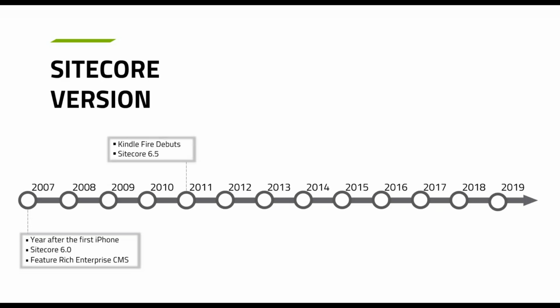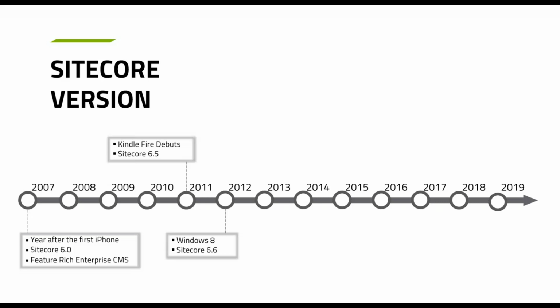We then move into 2011. We started reading all our books on a Kindle instead of ever going to the bookstore or the library. And we got Sitecore 6.5. Sitecore 6.5 started to introduce the idea of marketing automation and marketing tools as part of your enterprise CMS solution. This is also the same year that I got my first taste of Sitecore, became interested.